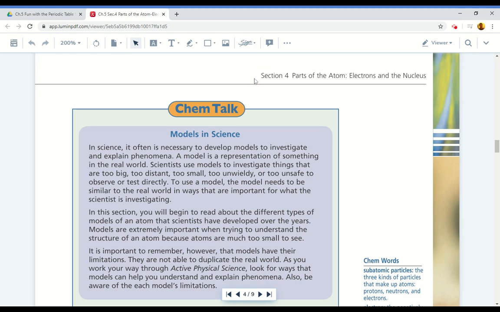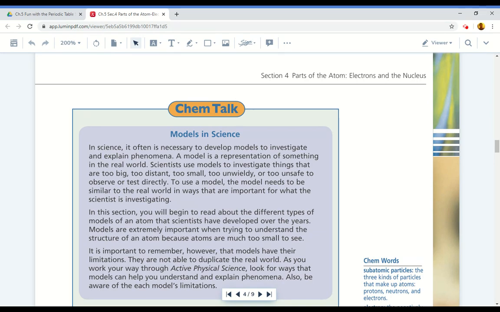Section 4. Parts of the atom. Electrons and the nucleus. Chem Talk. Models in science. In science, it often is necessary to develop models to investigate and explain phenomena.